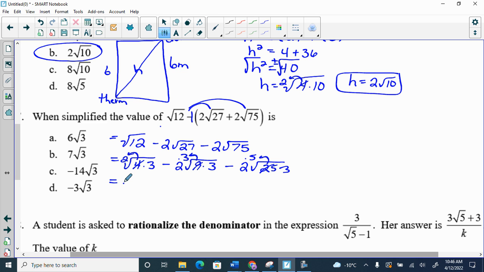So I'm going to get 2 root 3 minus 6 root 3 minus 10 root 3. What's 2 minus 6 minus 10?